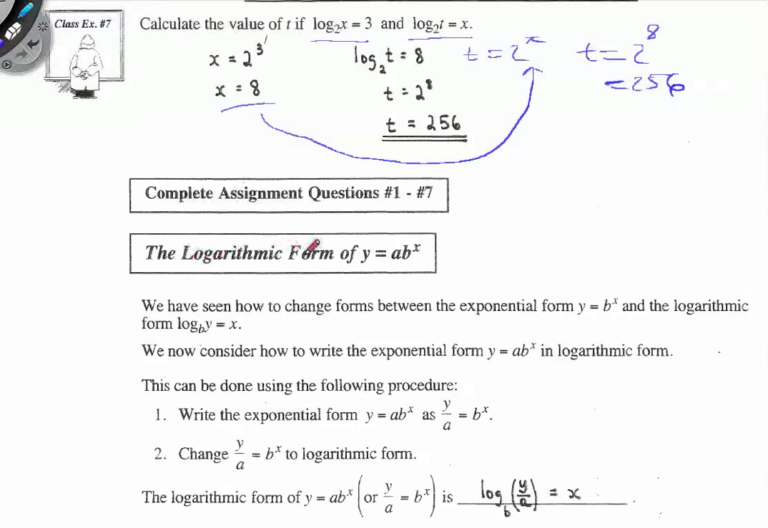Okay, so you should now be able to do questions 1 to 7 in the assignment. The logarithmic form of y equals ab to the x. So a little bit of summary here.